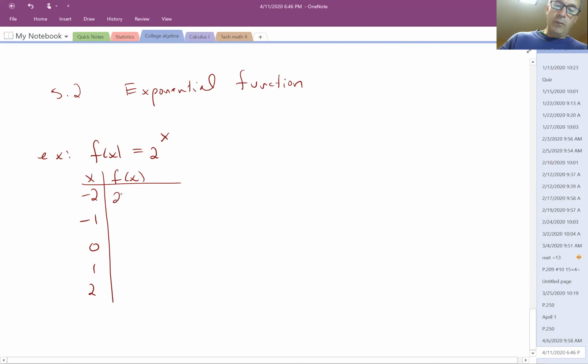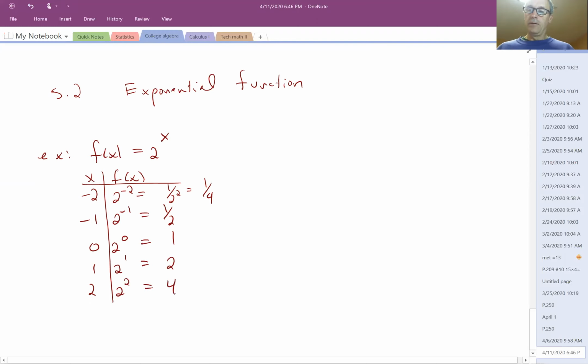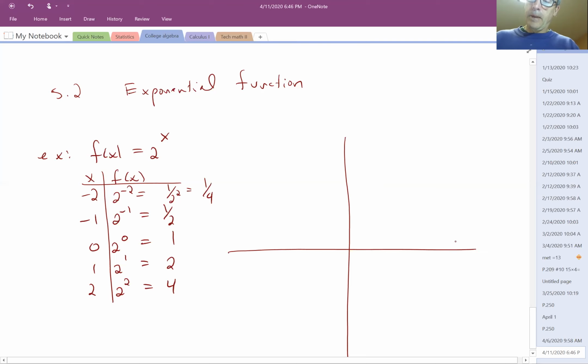Okay, so 2 to the minus 2. Plug in minus 2 into the power. That's 1 over 2 squared, 1/4. 2 to the minus 1. Well, that's 1 over 2, 1/2. 2 to the 0. That's 1. 2 to the first. That's 2. 2 squared. That's 4. And so forth. See, pretty simple. So we plot the points.